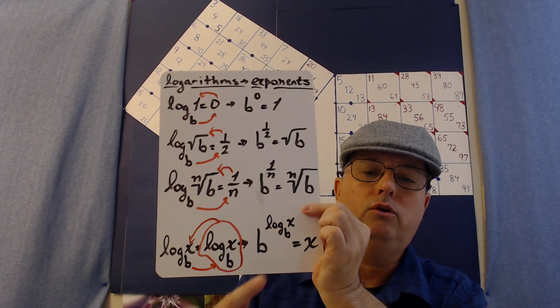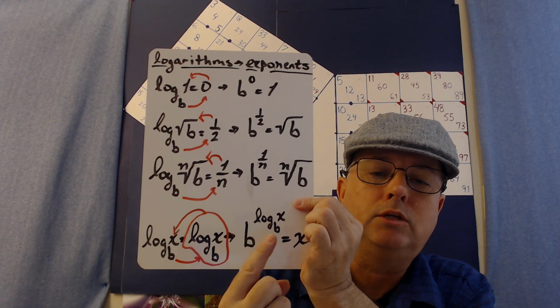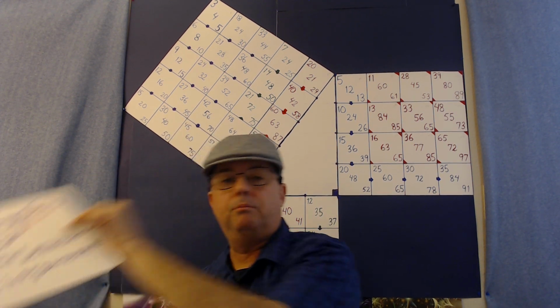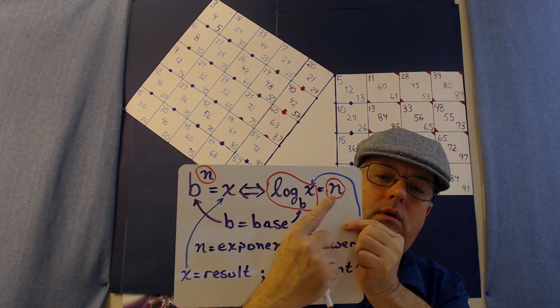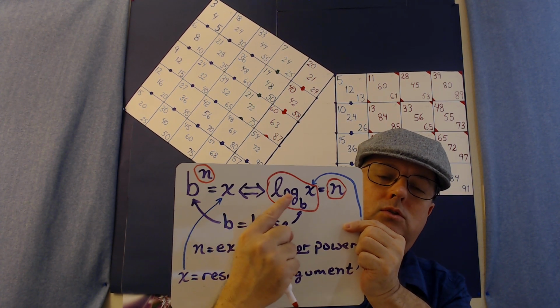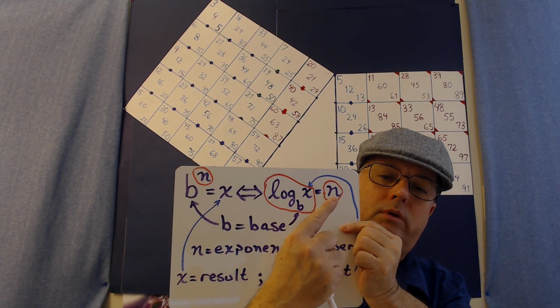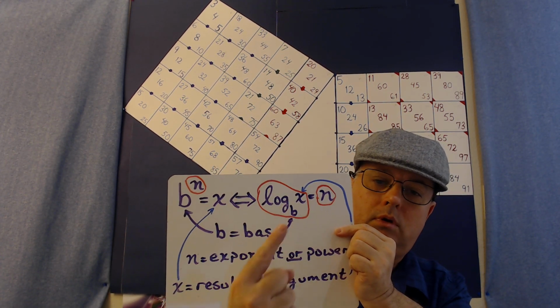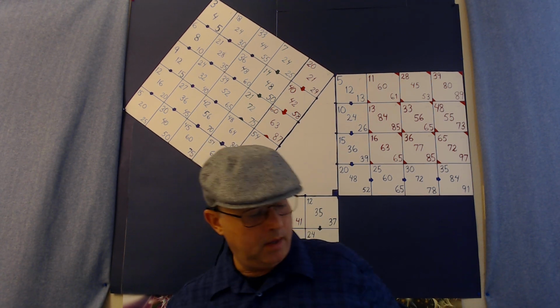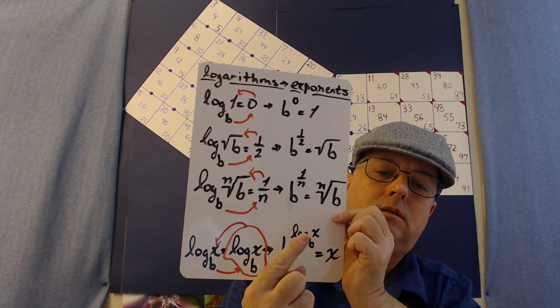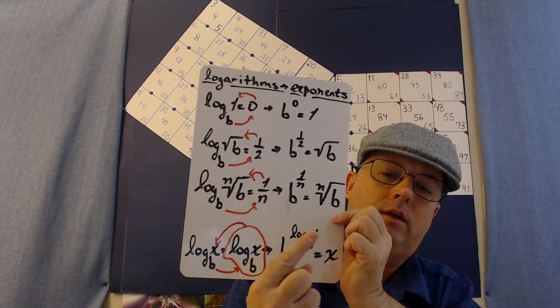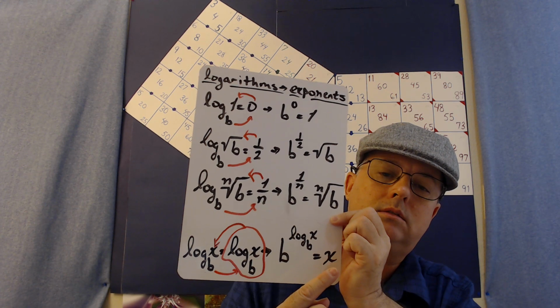You have to believe that the log base b of x is an exponent. That's what we said around here. The log base b of x is an exponent. n is an exponent. So the log base b of x, which is equal to an exponent, must be an exponent. And so if we take b and raise it to the log base b of x, a perfectly good exponent, we get x.